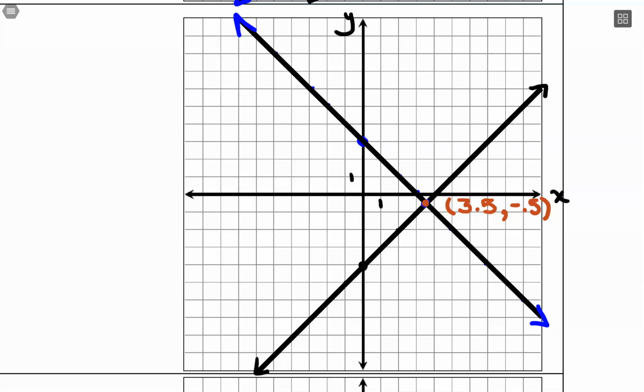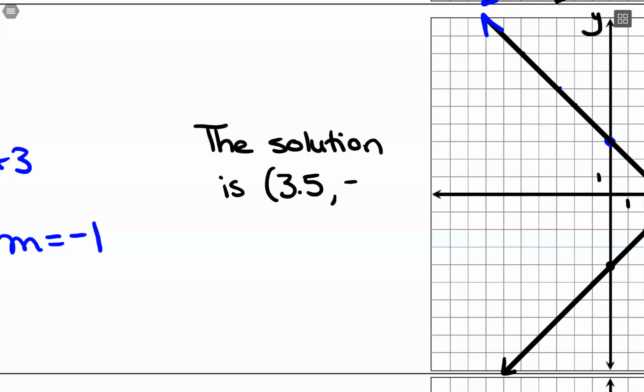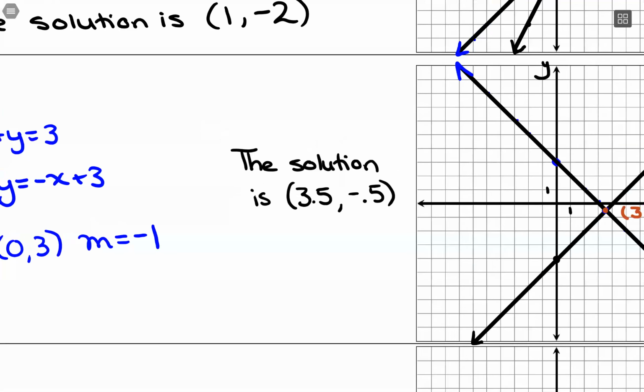Okay, so with that, I just need to make my little statement about what the solution is. I'm not going to write it in red though. Let's say the solution is 3.5, negative half, negative 0.5. Alright.